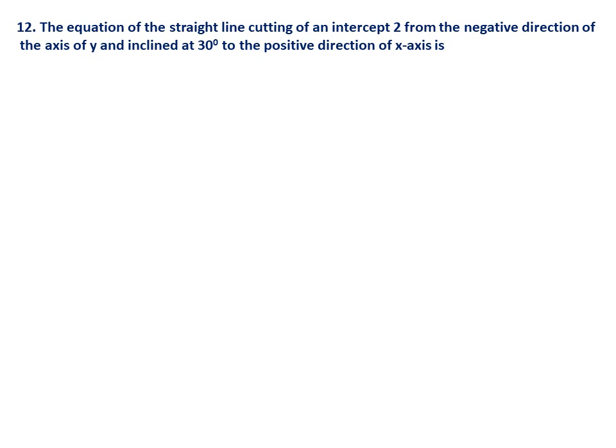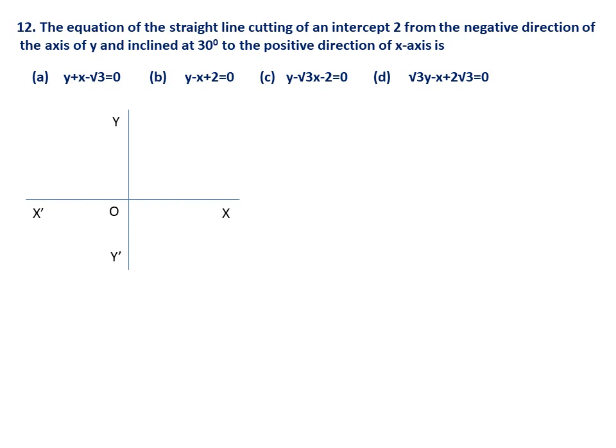Question number 12. The equation of the straight line cutting off an intercept 2 from the negative direction of y-axis and inclined at 30 degrees to the positive direction of x-axis. So two things are given in the question. Let me first show you a diagram so that it is easy to understand. Of course, this diagram is not a must in CET, but since I am discussing the concept, let me make it clear. Say this is the situation.